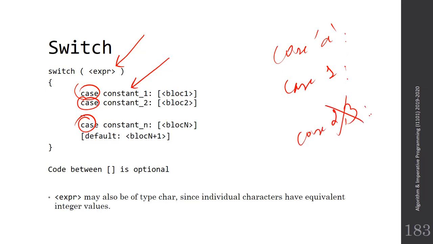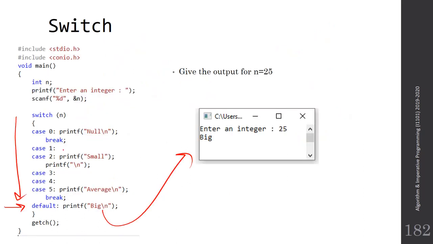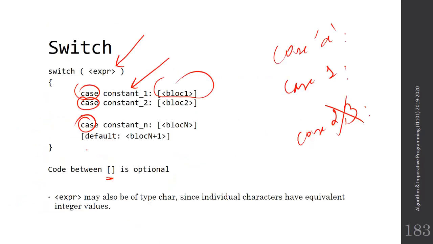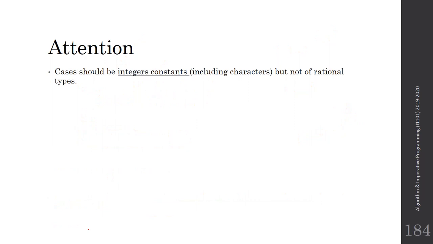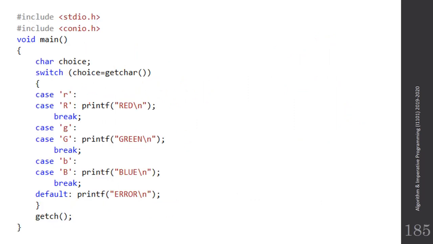It's forbidden. So inside this we have blocks, everything between brackets. It's optional. As we have seen here, it could be there's no code. It's normal, no instructions. And even the default part, the last one, could also be optional. So again here the expression could be of type char or integer, but as you have written here, not of rational type. We cannot have a rational number.